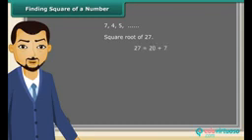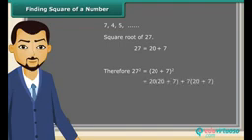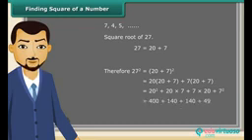We know 27 is a sum of 20 and 7. Therefore, a square of 27 is equal to (20 plus 7) whole square, which is equal to 20 into 20 plus 7 plus 7 into 20 plus 7, which is equal to 20 square plus 20 into 7 plus 7 into 20 plus 7 square, which is equal to 400 plus 140 plus 140 plus 49, which is equal to 729.